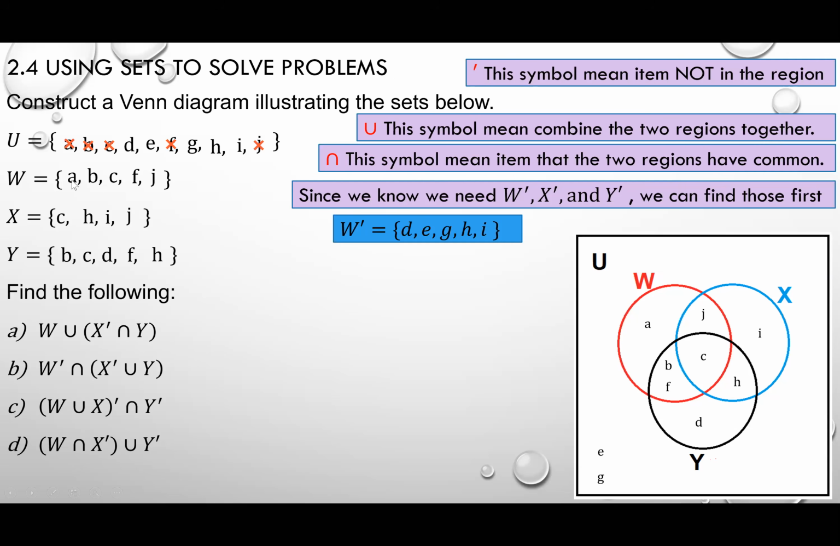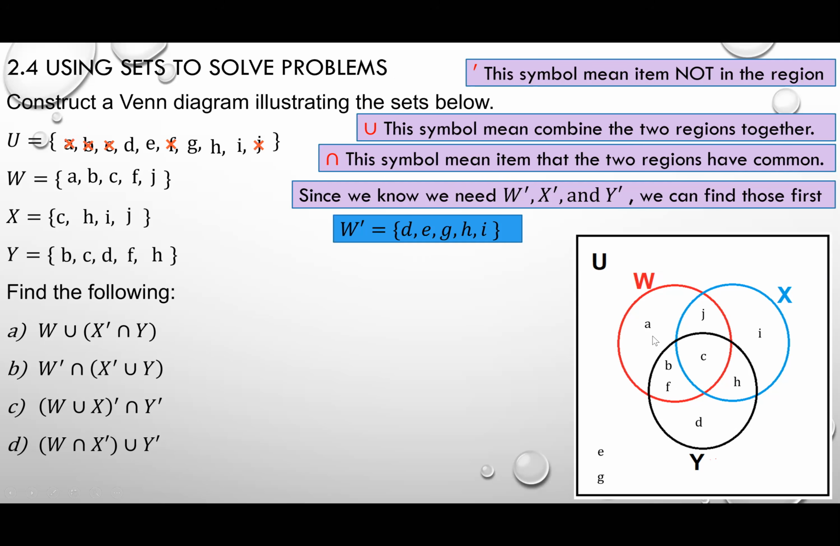Basically, what is outside of W? If you look at the Venn diagram, W is right here: A, B, C, J, F. What is outside of W? Everything else, which is again D, E, G, H, and I. That is what we have.